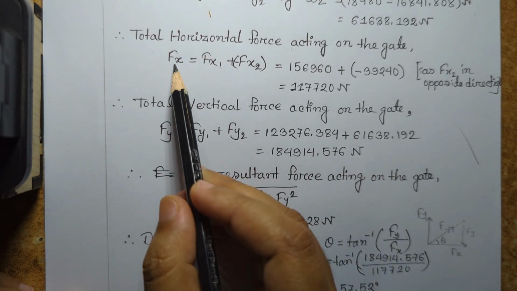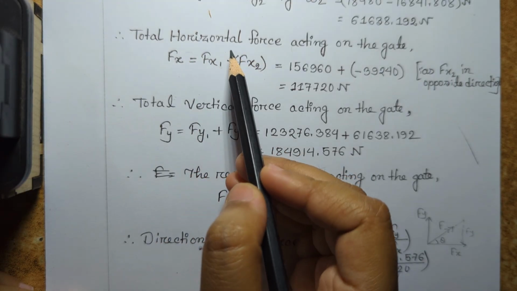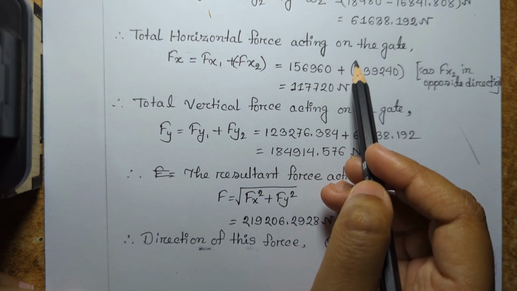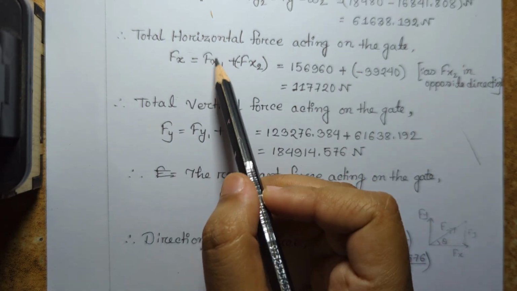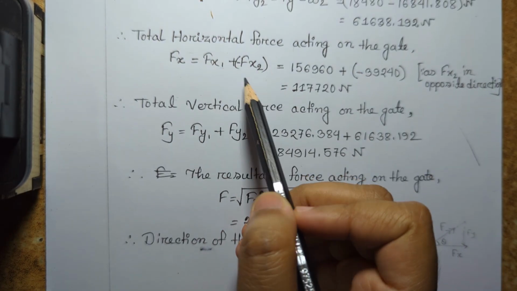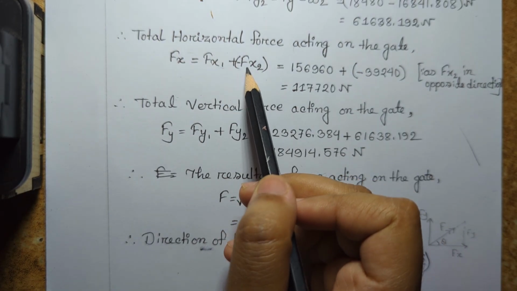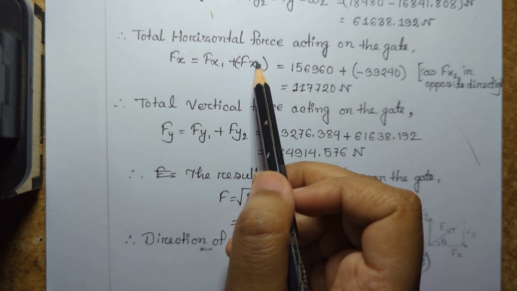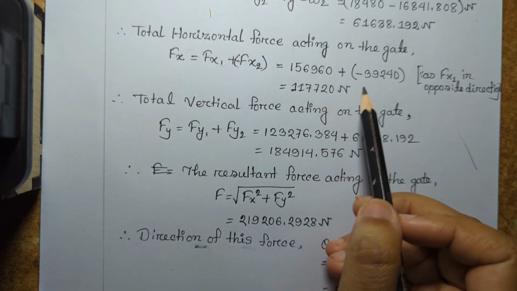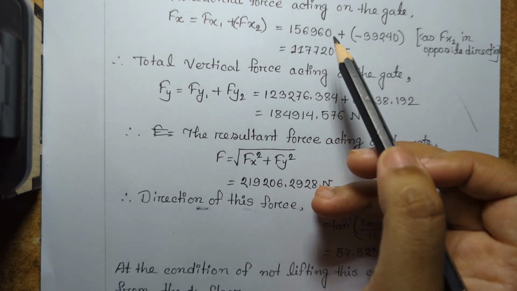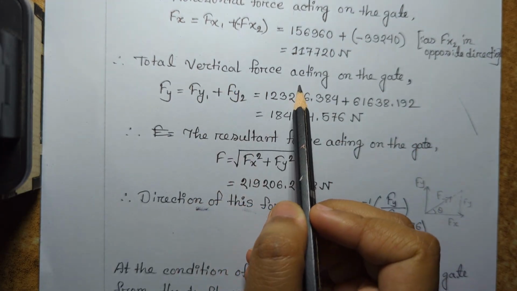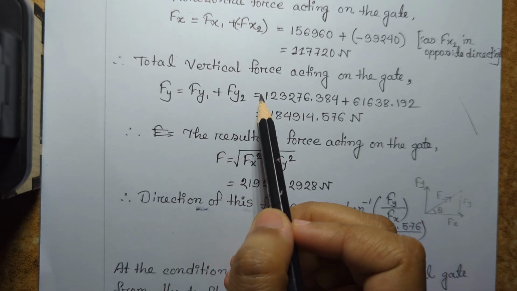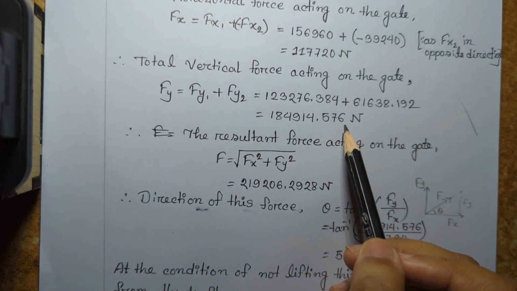So for the total horizontal force, meaning Fx1 and Fx2 acting on that cylindrical gate, we will add the two side forces, right side and left side horizontal force, but as they are in opposite direction, we will use the minus sign on the right side force. So we will calculate the Fx, and similarly we will find the vertical force acting on the gate. Then as they are in the same direction, we will add these forces.